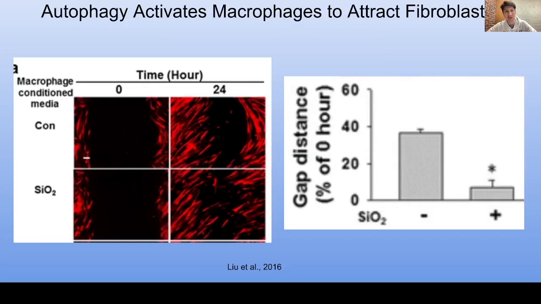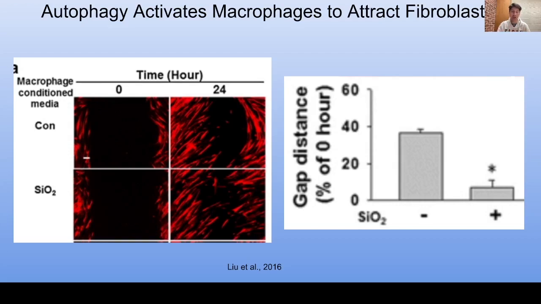The next discovery is that autophagy activates macrophages to attract fibroblasts. I didn't include this Western blot since there'd be way too much to talk about, but they found that the macrophages exposed to silica overexpress many cytokines way more compared to the control macrophages. These cytokines may possibly interact with fibroblasts, the main cell type depositing the extracellular matrix proteins in silicosis. So they wanted to see how these cytokines interacted with the fibroblasts.